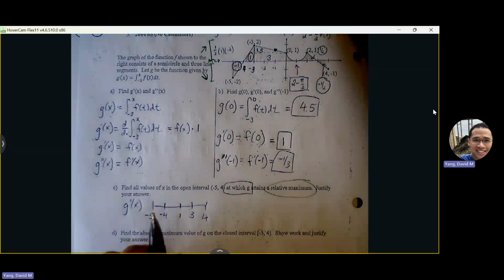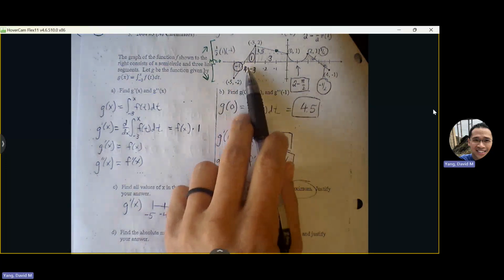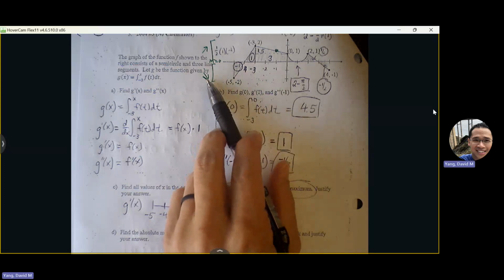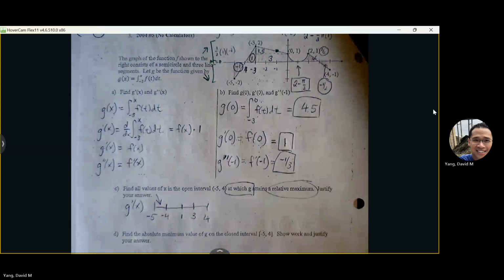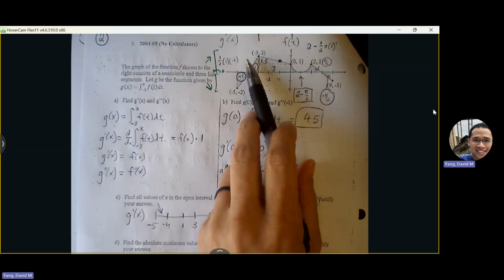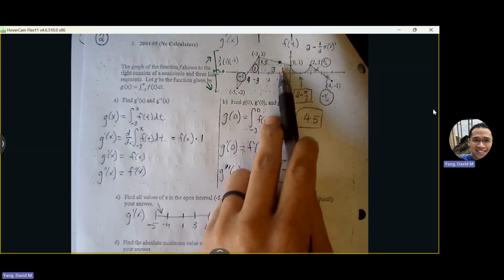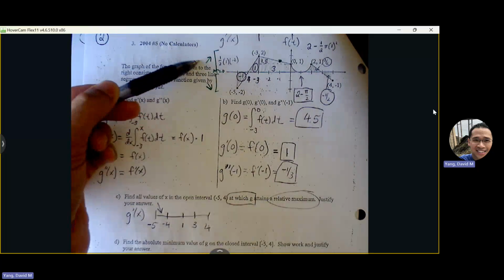And now we simply want to look, is our graph above or below the x-axis? So between -5 and -4, above or below the x-axis? Below. So that's going to translate to a down arrow, which is a negative slope. Between -4 and 1, is our G prime graph above or below the x-axis? Above. Right? Don't look at whether the graph is rising or falling. Just simply look, is it above or below?